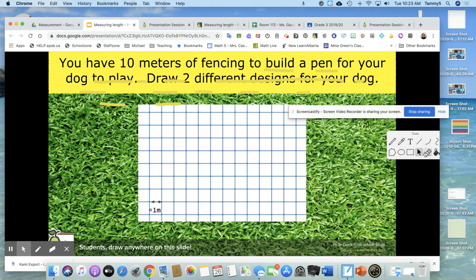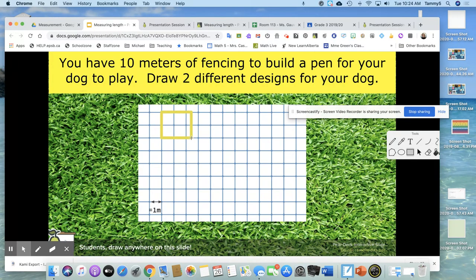Okay, next question. I see my highlighting is still there, so I'm going to erase it. There we go. In this question, it says that we have 10 meters of fencing to build a pen for our dog to play. Draw 2 different designs for your dog. So the easiest way to do this is to create some rectangles. So in that last question, I actually gave you one of the answers. So I'm actually using this rectangle tool to draw a rectangular pen for my dog.